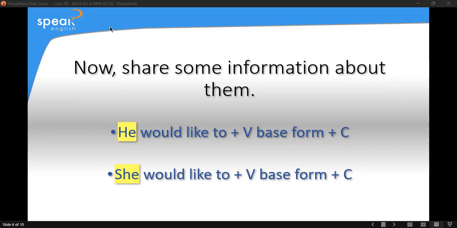My partner, he would like to travel to another country, and he would like to study in another international university. And she would like to travel to another country also. Okay, that sounds great. Edgar, what about you?